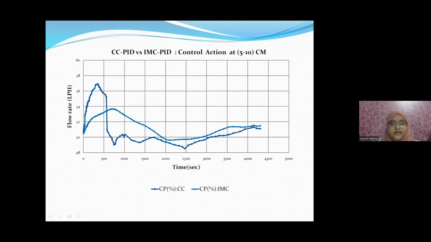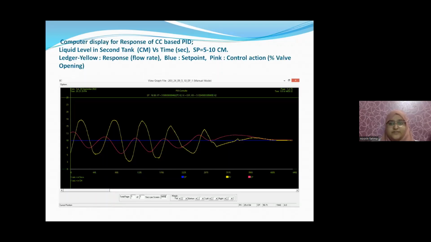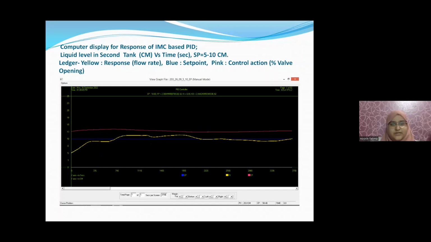And this is the control action for the same set point change from 5 to 10, which is between flow rate and time. This is the computer display for CC-based PID. Here, the yellow line represents the flow rate, the pink line represents the control action, and the blue line represents the set point. We did it individually. So this was the computer display for IMC-based PID.